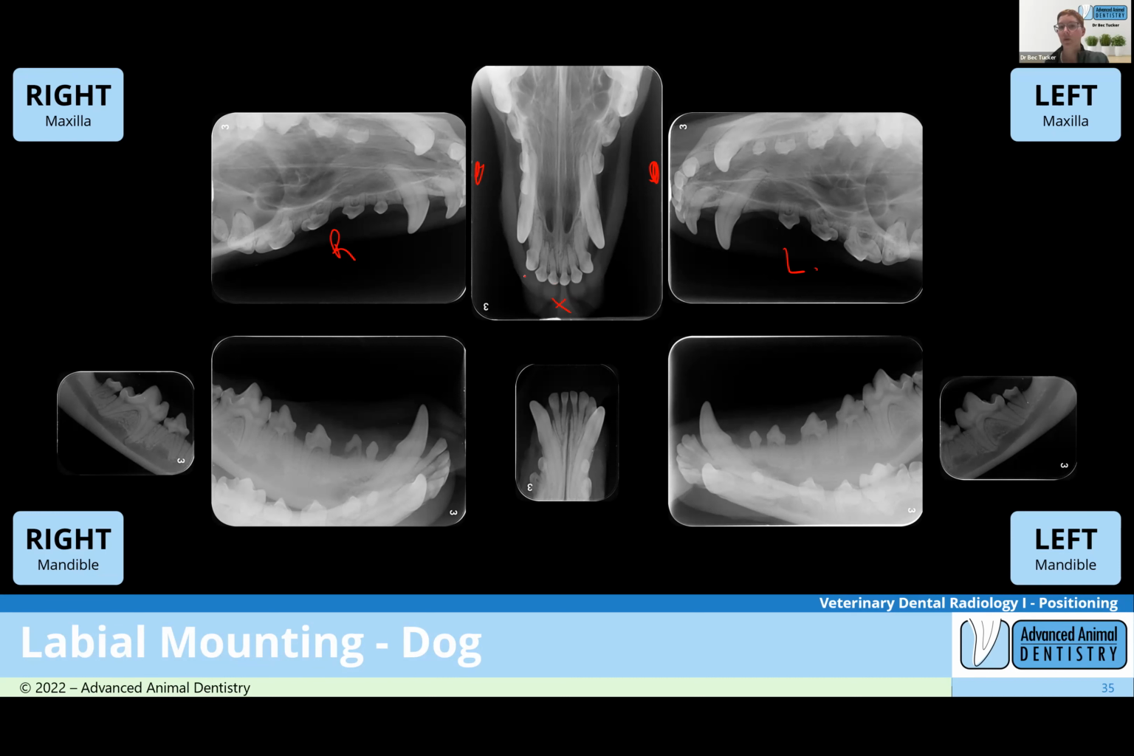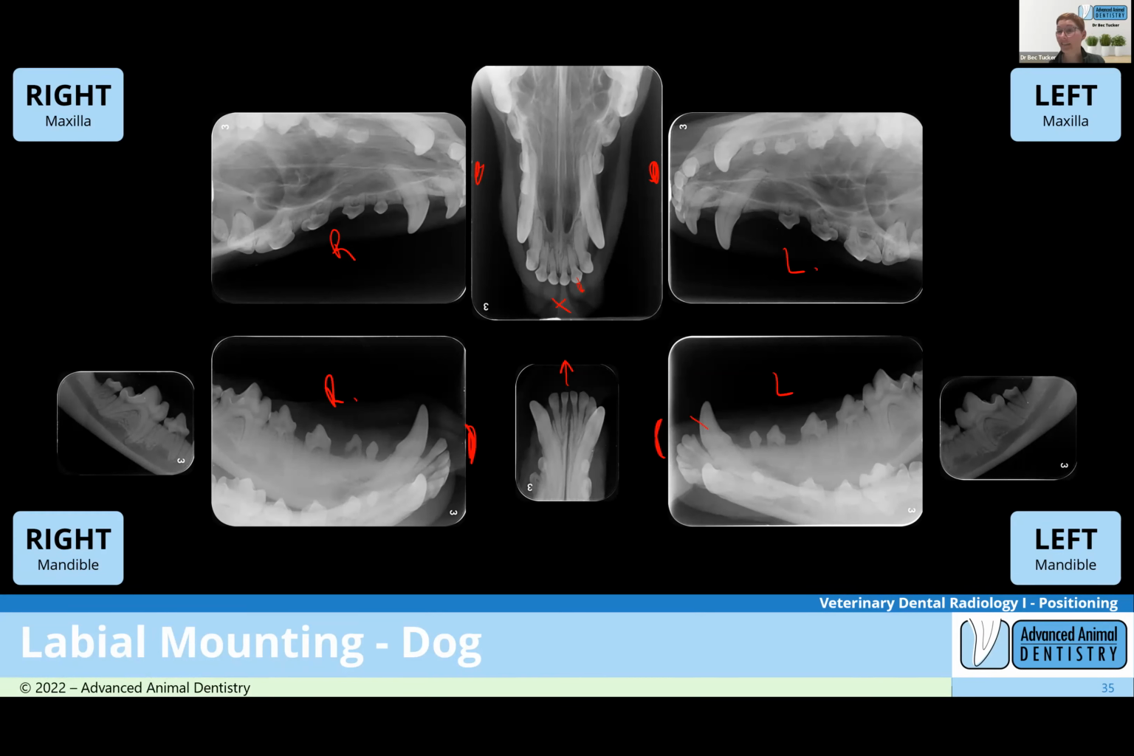So we've got this rotated, so the crowns are facing down for the maxilla. And in the mandible, we've got the crowns pointing upwards. Once again, this is basically the nose here. Imagine that that's where your nose is sitting. Obviously, this is the left side, this is the right side. So no need to flip anything.